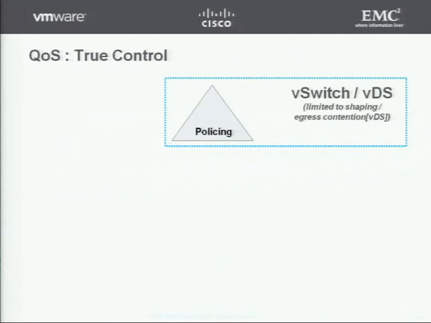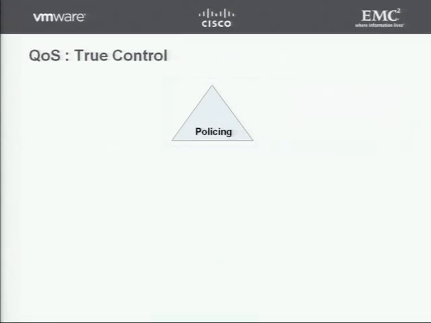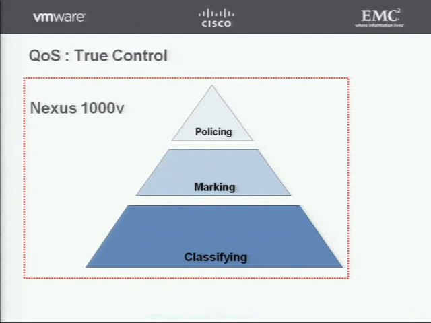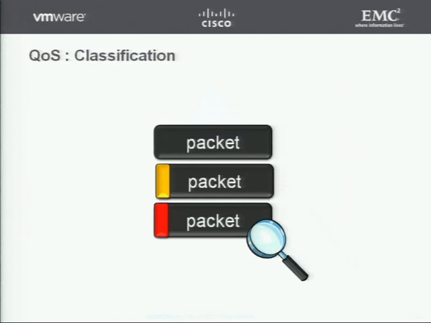So what I've just talked about is one facet of quality of service. And that's really something I want to illustrate for you. This is policing. It's the ability to tell something not to do something. If you look at the actual stack of quality of service and what's involved, it's much, much larger. That's where the Nexus 1000V comes in. So there's several different modes to quality of service.